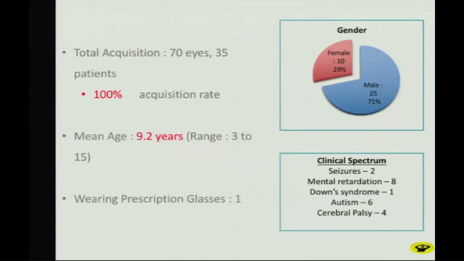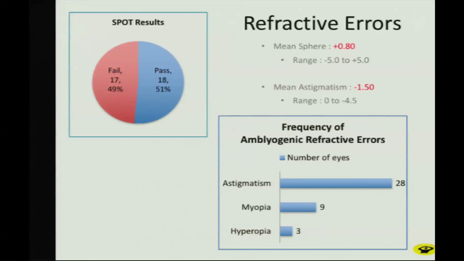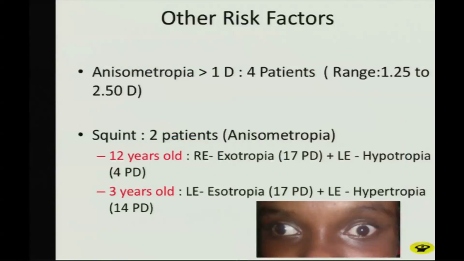The clinical spectrum varied from mental retardation, Down syndrome, autism, cerebral palsy, and 2 children had seizures. The spot screener is based on the AAP guidelines. The other guidelines given by Donahue were the AAPOS guidelines, indicated in the red brackets. This uses the AAP guidelines because it is more stringent and gives us higher sensitivity. Based on these guidelines, 17 children were classified as failed, of which 28 eyes had astigmatism, 9 eyes had myopia, and 3 eyes had hypermetropia.